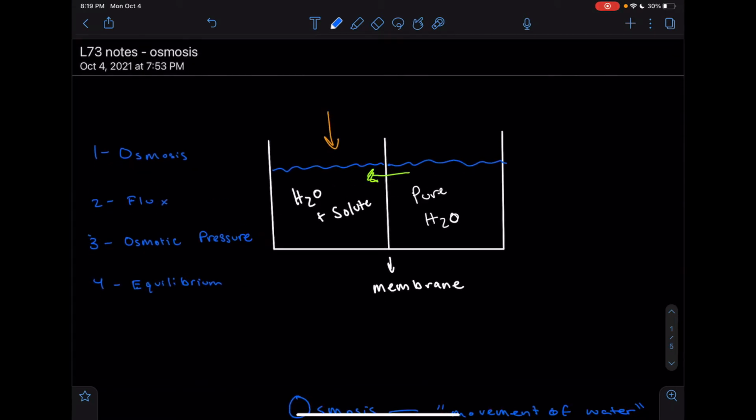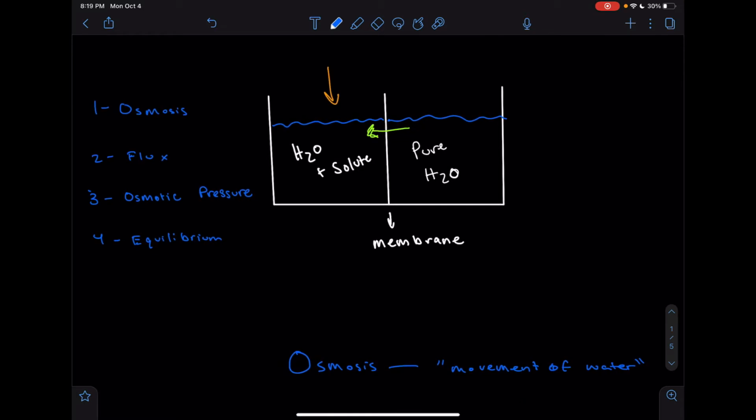So if we look at this example right here, you have one container with just pure water and then another one with water and solute. What's important about this membrane to consider is that this membrane is only permeable to water, okay? So that solute cannot cross. So permeable only to water, okay? We defined osmosis, as we said, as movement of water, right? So we already defined that, movement of water.